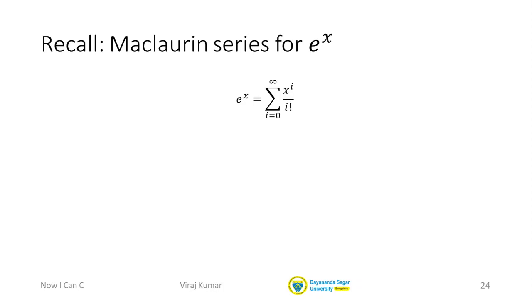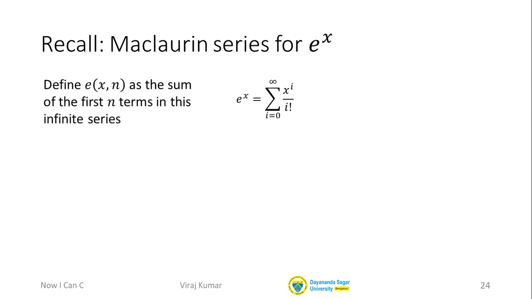Now, this is an infinite series, and obviously we cannot calculate to infinity, but we will limit the series to the first n terms. So let e of x comma n be the sum of the first n terms of this infinite series, and we'll try and write a function in C that takes these two arguments. x is a real, so we'll represent that as double, and n is some integer, and we will return a real value, again a double.